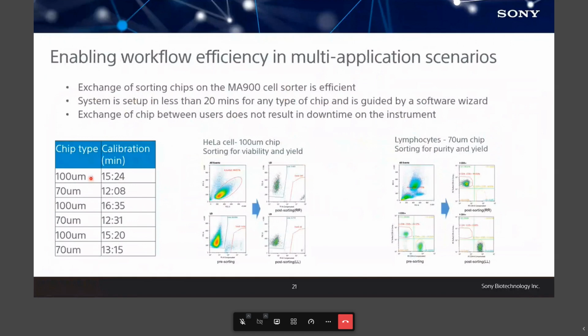So in this case, we start with a 100 micron chip. We sort some HeLa cells for viability and yield. Then we switch to a 70. Again, this takes about 12 minutes to set up. Then we sort some lymphocytes, again, for purity and yield. You can see here that all the data display still looks good. These are some post-sorting results where you can see that the purity and yield are still very good. And then we just switch back and forth, each time under 20 minutes for the recalibration of the new chip. And then you can resume sorting with that new chip and still get very, very good results.